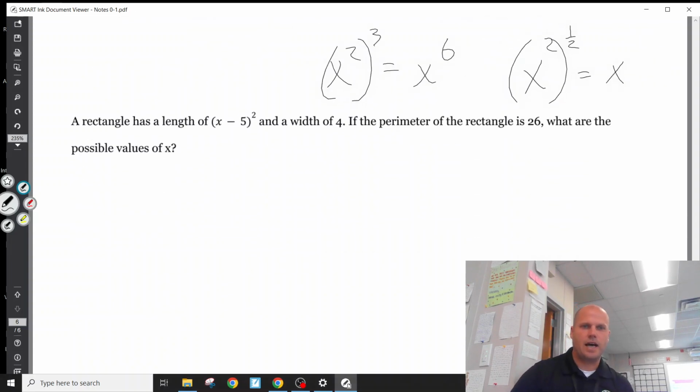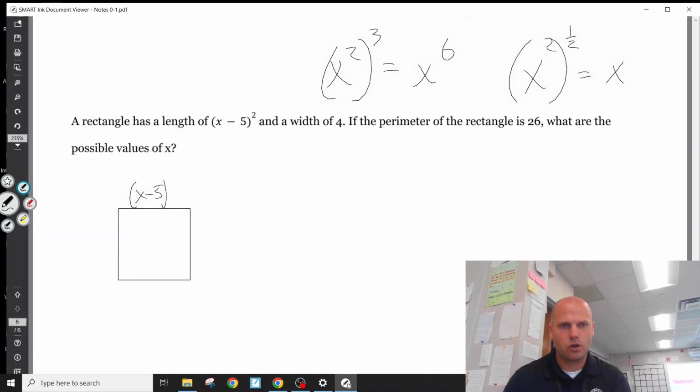Okay, and the last question. A rectangle has a length x minus 5 and a width 4.